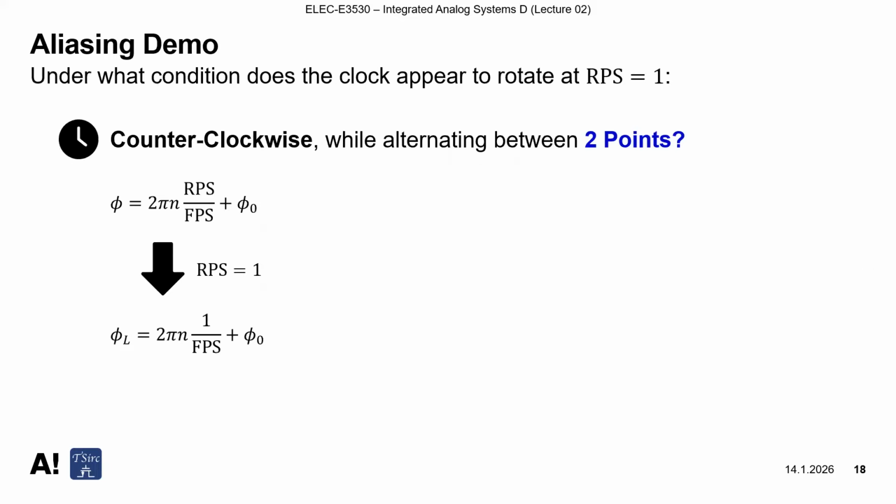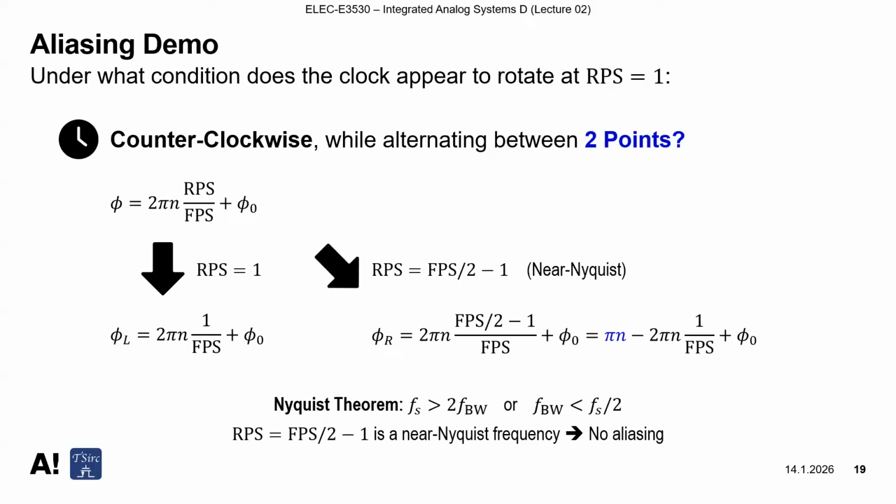Okay, so the third question is counterclockwise while alternating between 2 points. So did you figure out which is the condition? Was there anybody who couldn't figure out this one by playing the aliasing demo? So when we plug in RPS equal to 1, and when we plug in RPS equal to half FPS minus 1, which is still satisfying the Nyquist theorem in our case, but it is closer to the Nyquist rate, which is called near Nyquist.